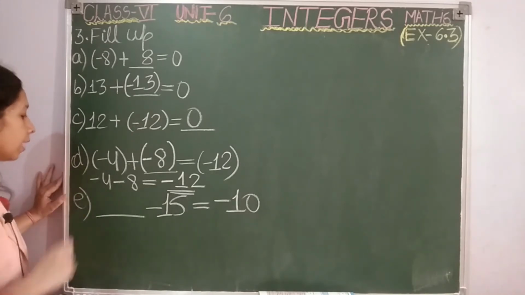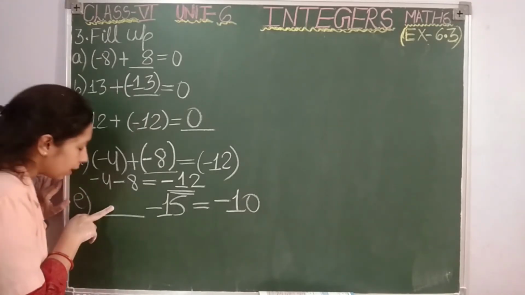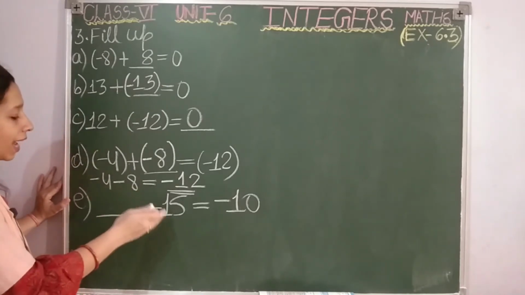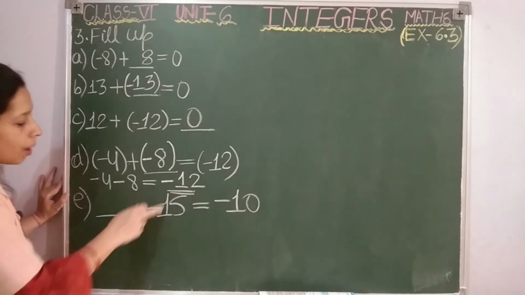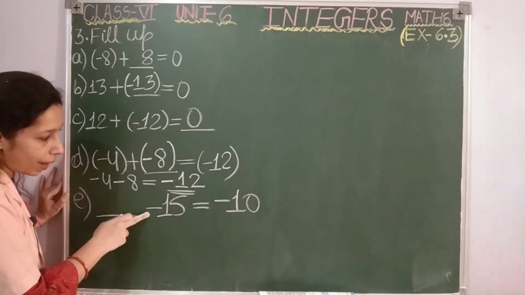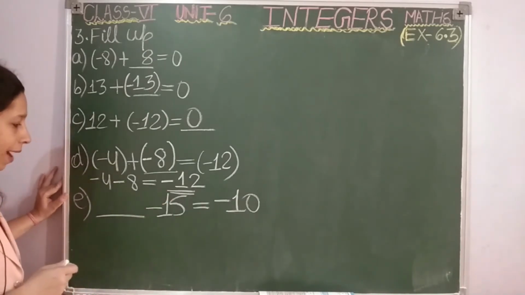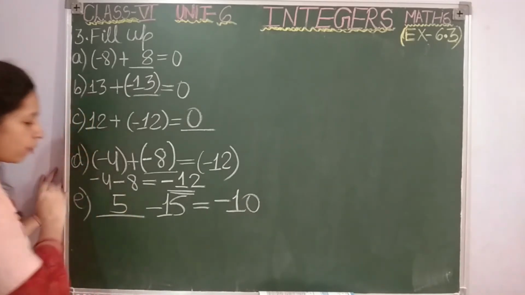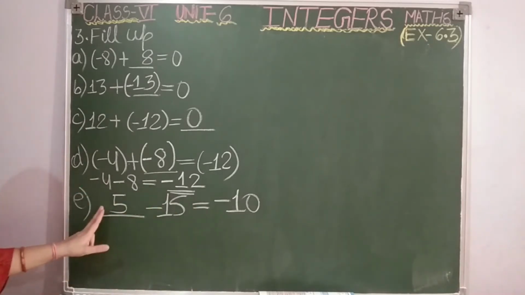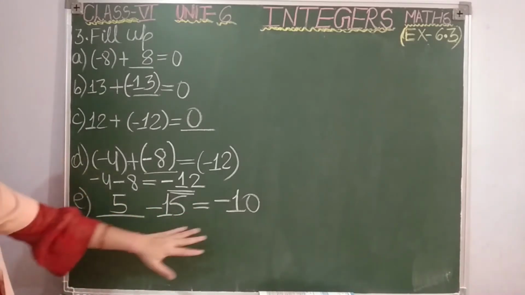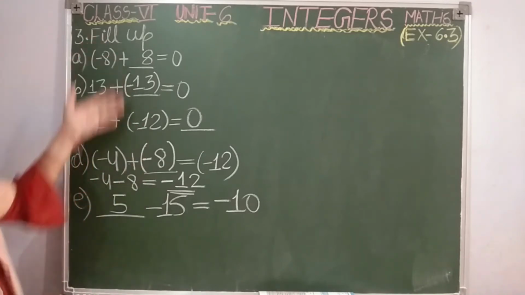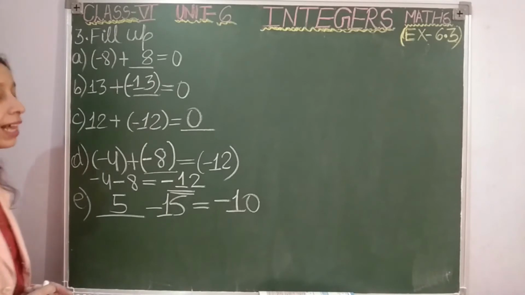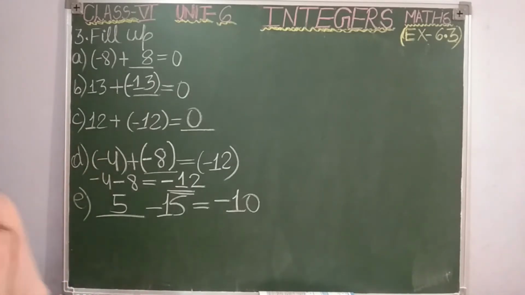Okay. Now point E, what we shall subtract, with which number we should subtract 15 to get minus 10, students. Minus 15, it is written with a minus sign. The answer also has a minus sign. So if I deduct 5 from 15, what will I get? Plus minus minus. So minus 15 plus 5, I will get minus 10. So these are your answers for the fill-ups. I hope it is clear. Note it down, and then we will see the last question of this exercise.